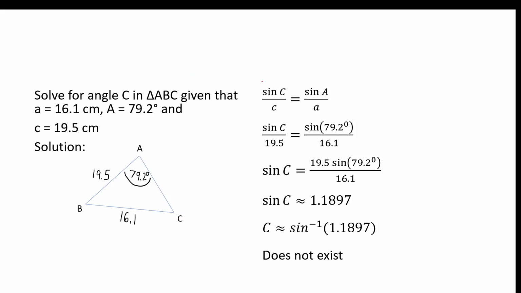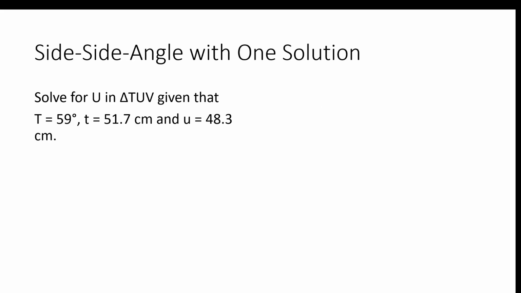So we set it up: sine C over side length C equals sine A over side length A. So sine C over 19.5 equals the sine of 79.2 degrees over 16.1. We multiply both sides by 19.5, and this expression right here is roughly equal to 1.1897. Well, if we try to determine the sine inverse of 1.1897, we see that it doesn't exist. In other words, there's no triangle possible. There is no solution.